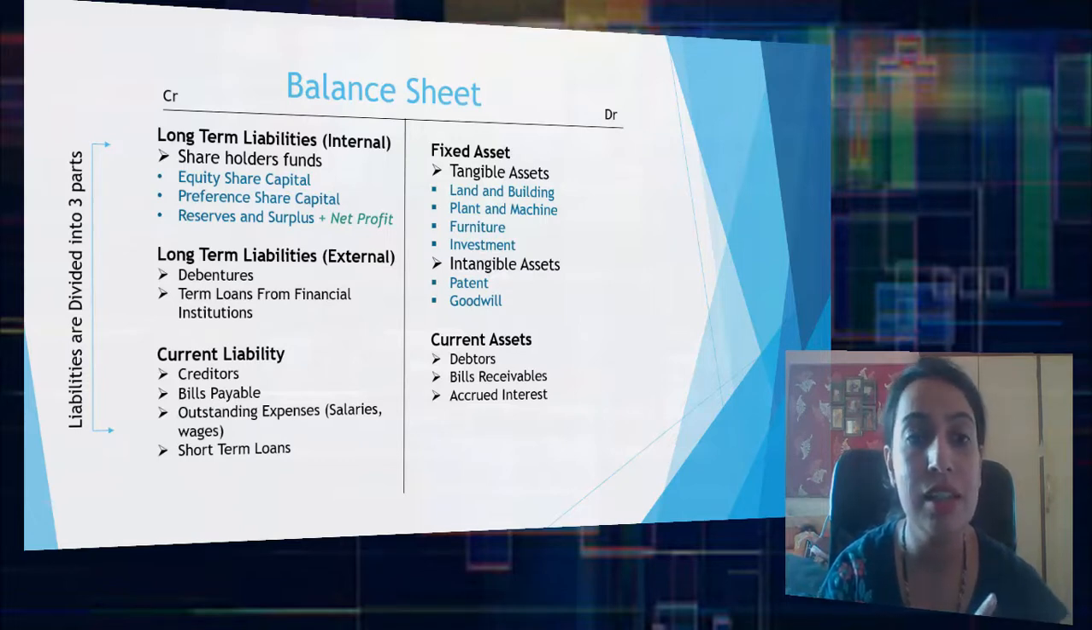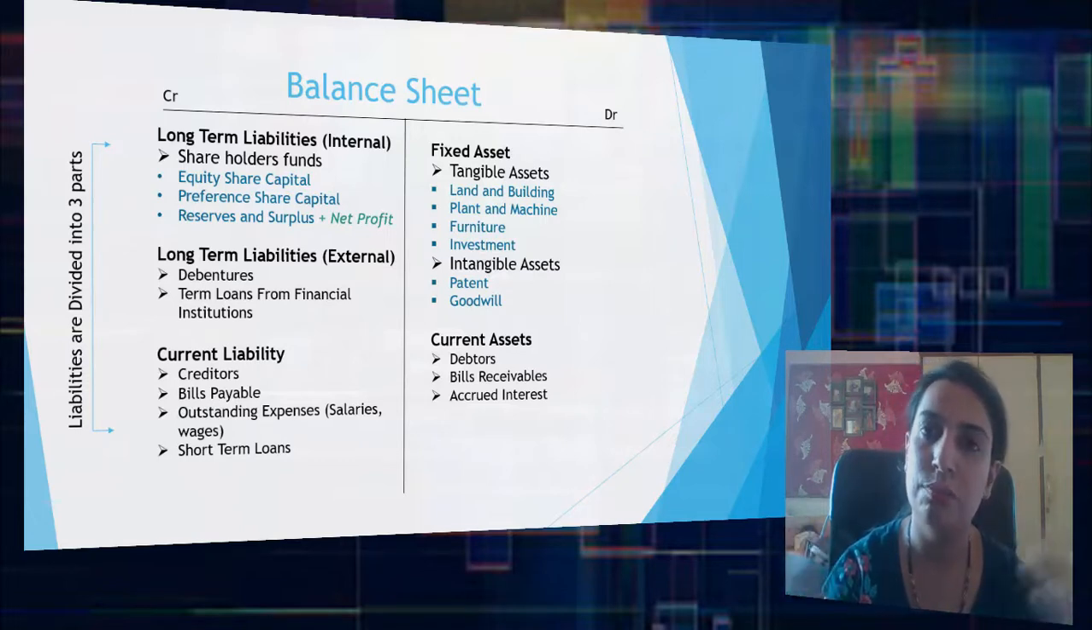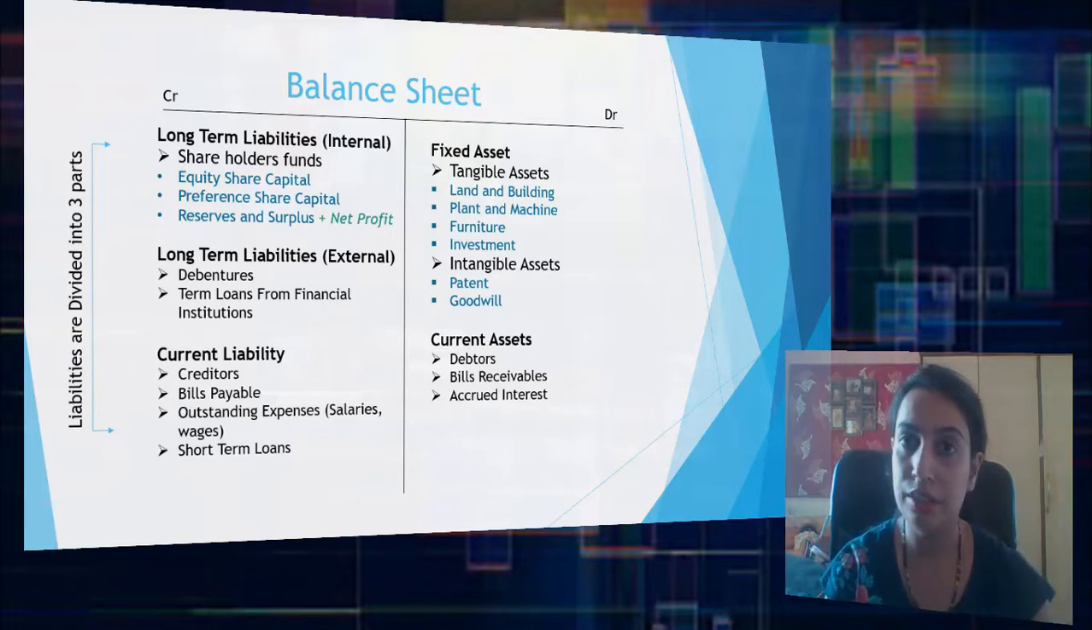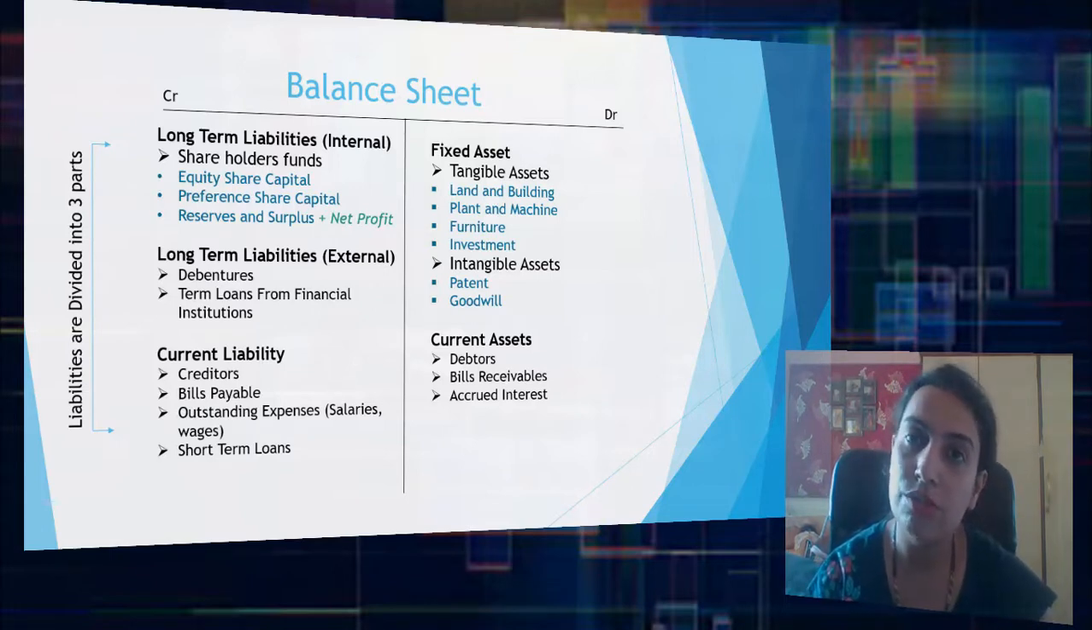Current liabilities means within a year's time you have to pay them off, you have to finish them off. There can be creditors, there can be bill payable, there can be outstanding salaries. अभी इस साल आपका ईयर एंड हो गया, आपने सैलरीज दी लेकिन लास्ट मंथ की सैलरी नहीं पे करी आपने वर्कर्स को. So next year when you are going to open up your books of accounts, you are first going to pay them the salary.